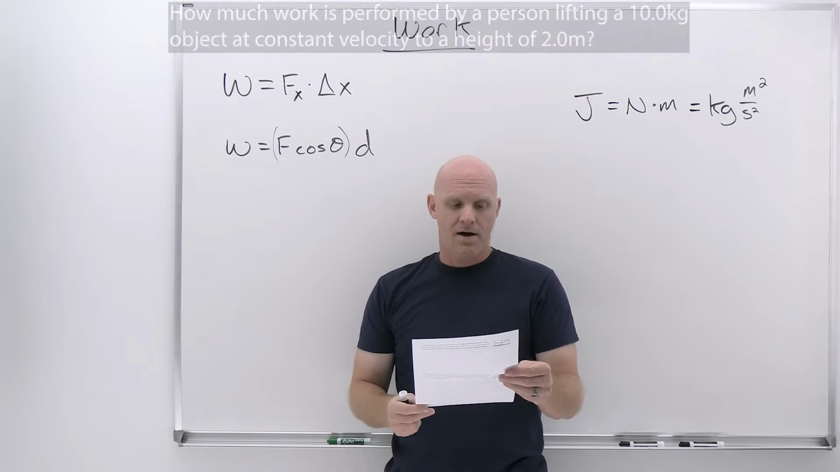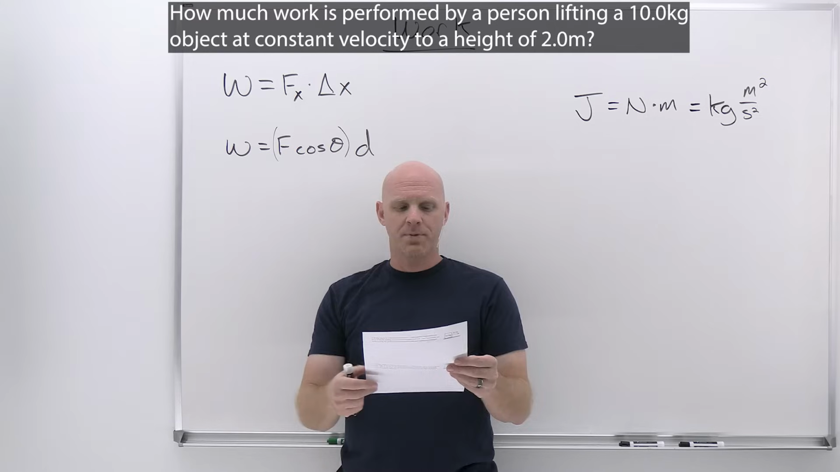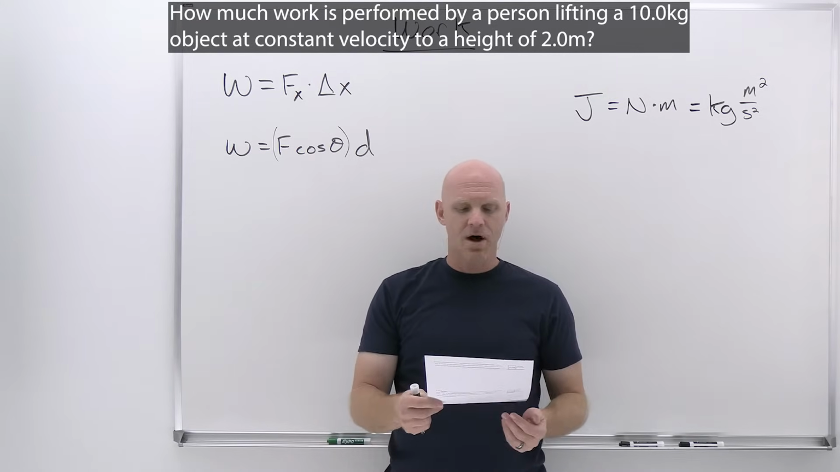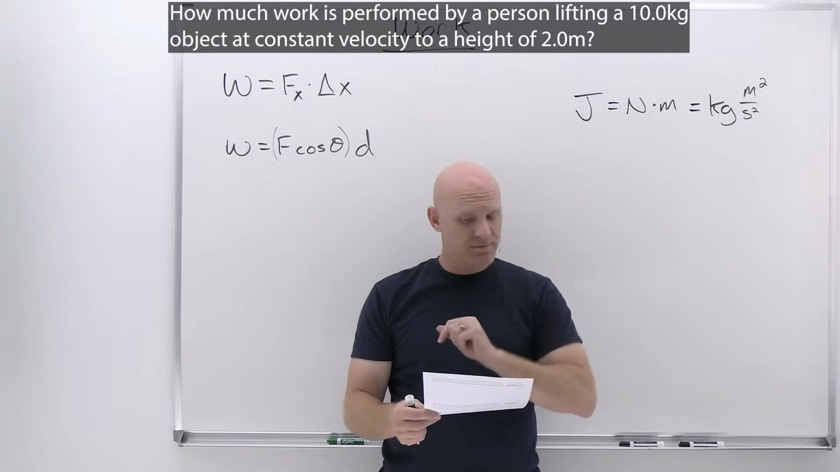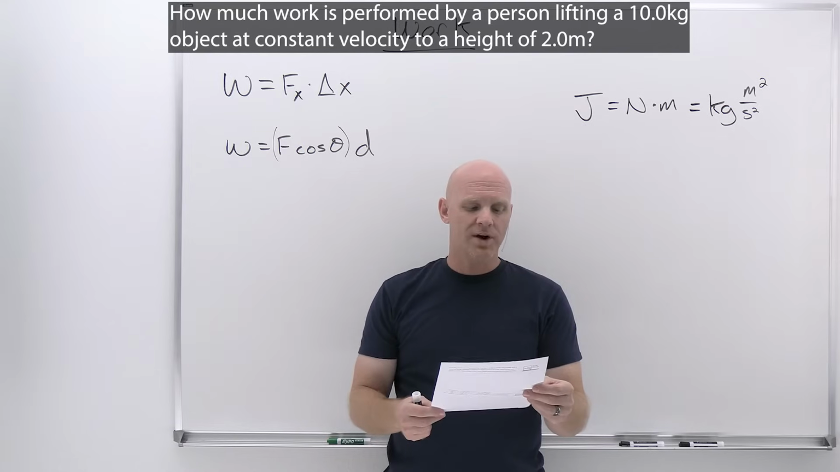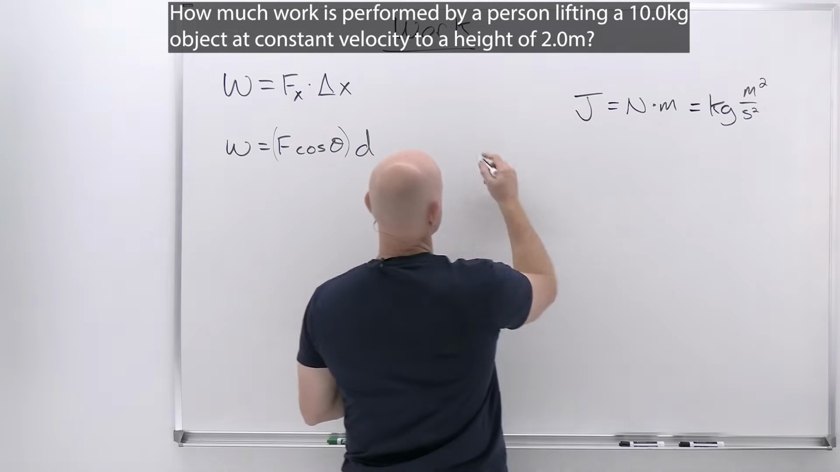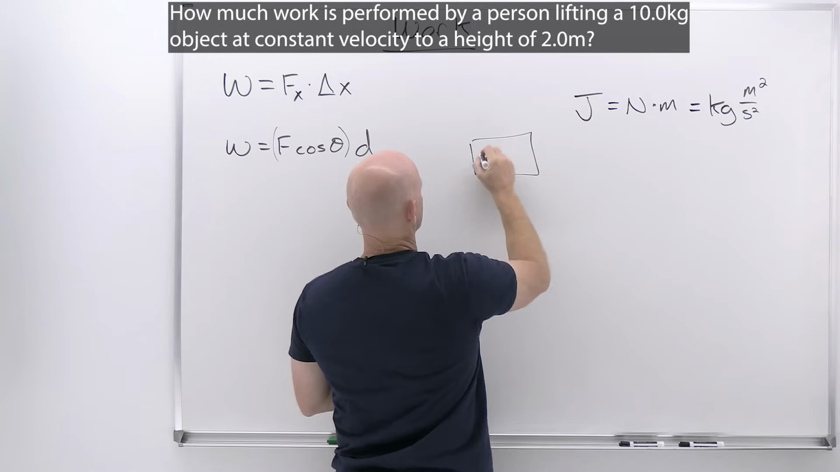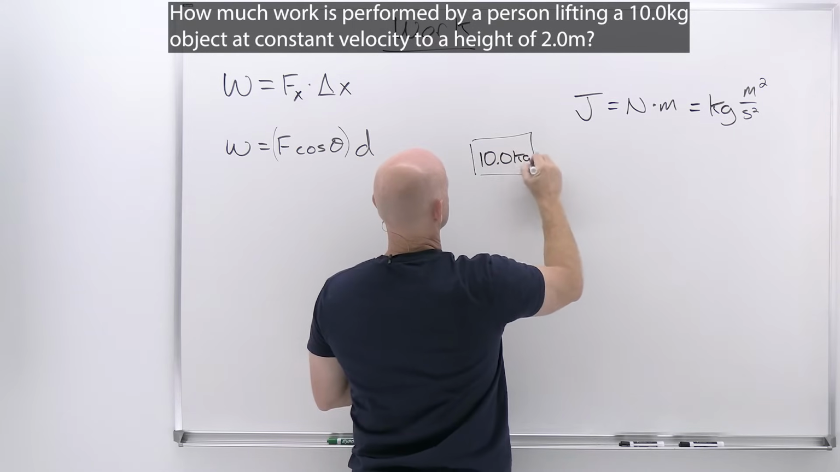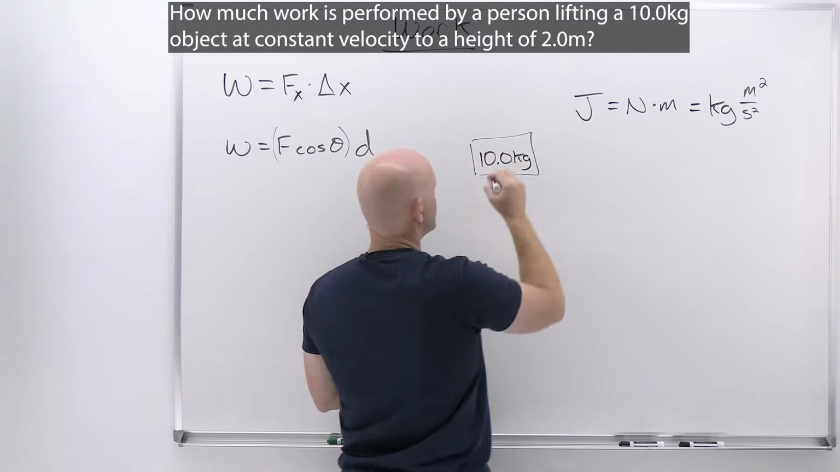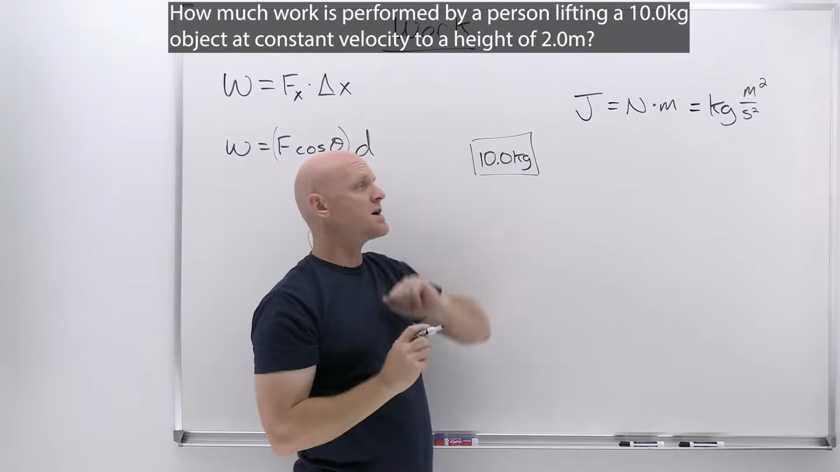So first question, how much work is performed by a person lifting a 10.0 kilogram object at constant velocity, big buzzword there, to a height of 2.0 meters? Okay, so we've got an object here, 10.0 kilograms, and we want to lift it to a height of 2 meters off the ground.